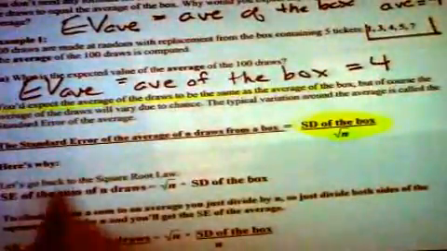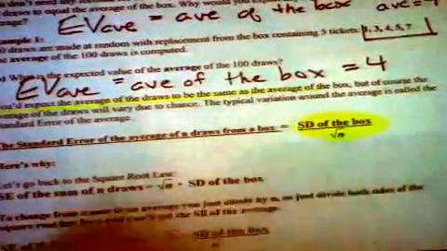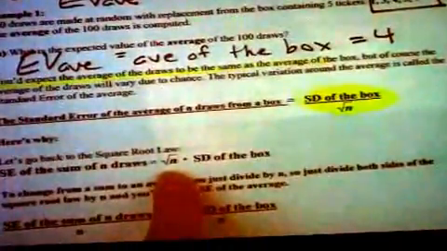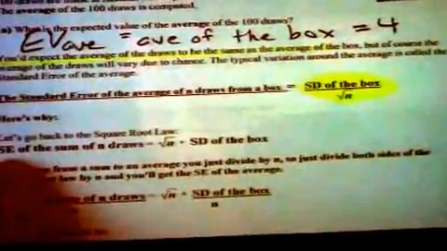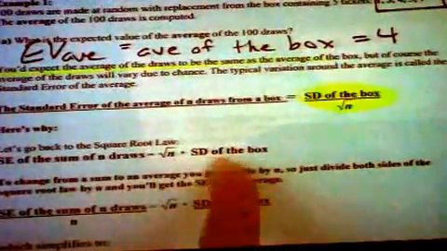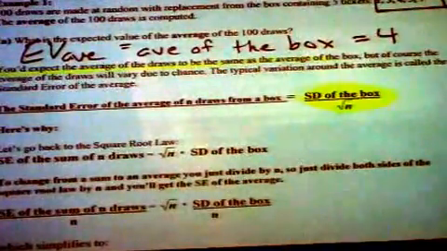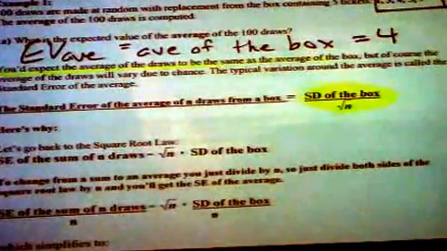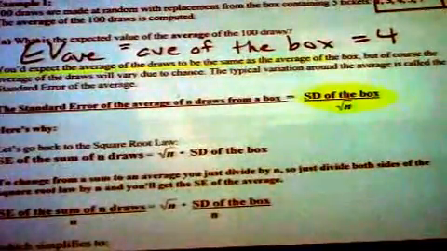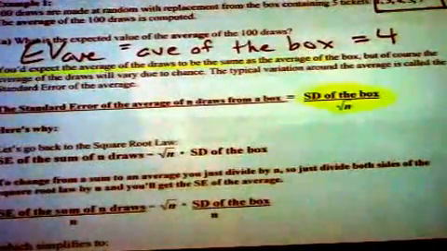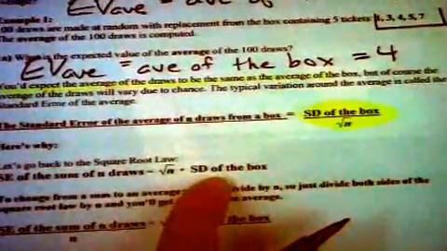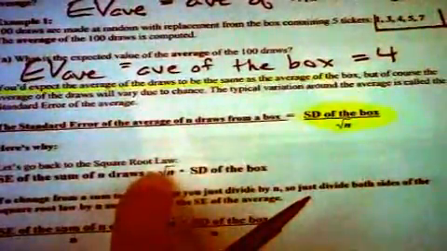So here's why. Let me show you how it's connected. Let's go back to the square root law. What did the square root law say? The square root law we've been doing says the standard error of the sum of n draws varies according to 2 things. The more variability in the box, the more error you have. When there's a 35 and a -1 in the box, instead of just a 1 and a -1, there's more variability. It's a riskier game. You can win more and you can lose more. So it depends on the standard deviation of the box, and it depends on how many times you draw.